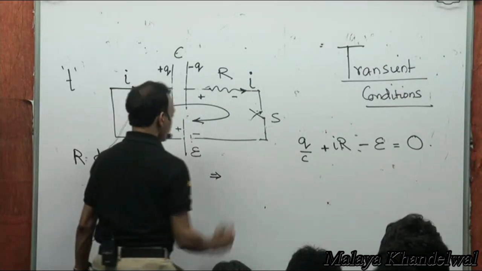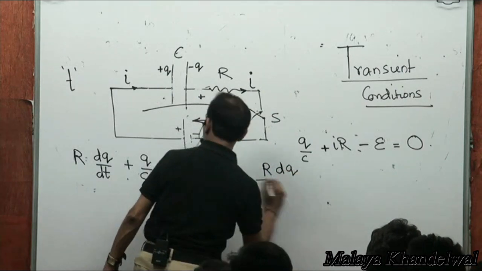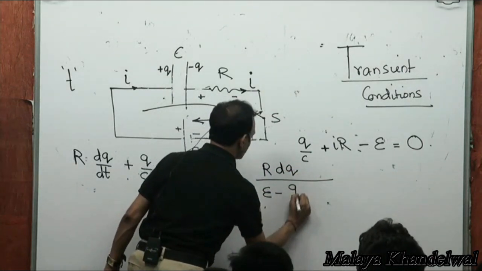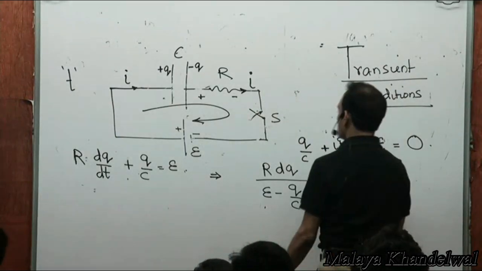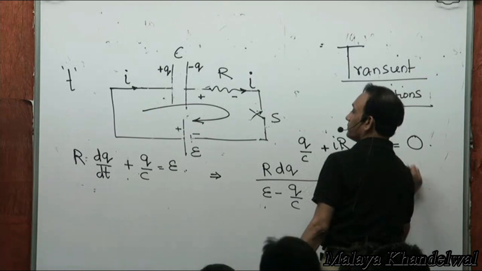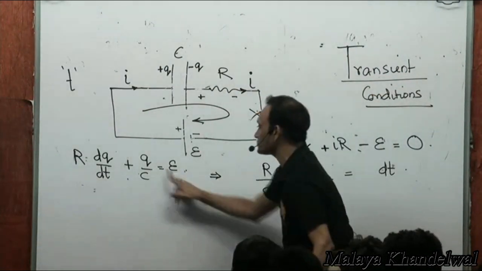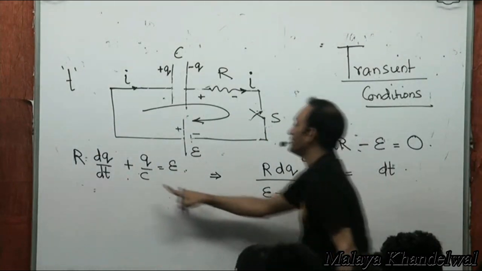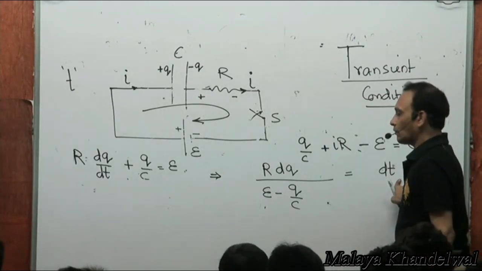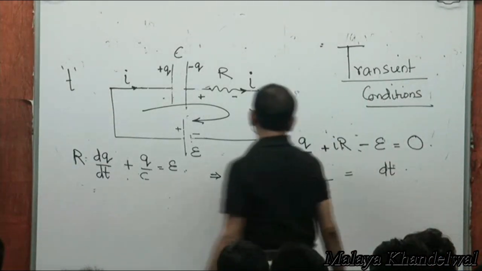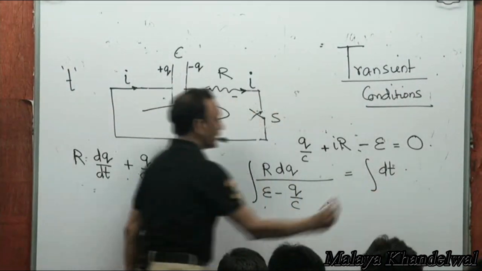Or R dq by (epsilon minus Q by C) is dt. Do you realize what I did? I transposed this to this side and then brought it into the denominator, and dt I brought there, right? Isn't it? And now I integrate both sides.